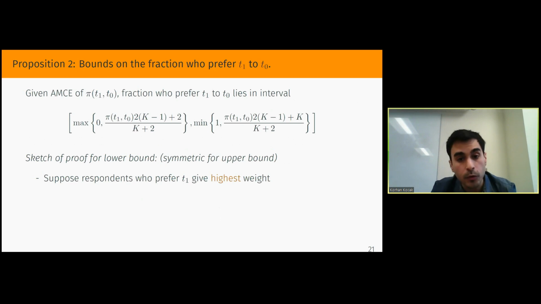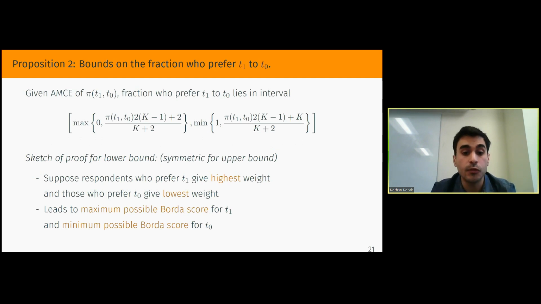And the way this is going to work is very similar to how the example worked. Remember in the example, those who had the preference for females also cared very intensely about gender. I'm going to assume the same thing and take it to its extreme. I'm going to say that the respondents who prefer T1 give that attribute the highest possible weight, whereas those who prefer T0 give it the lowest possible weight. This is going to maximize the Borda score of T1 for any given fraction of supporters. And it's going to lead to the minimum possible Borda score for T0.